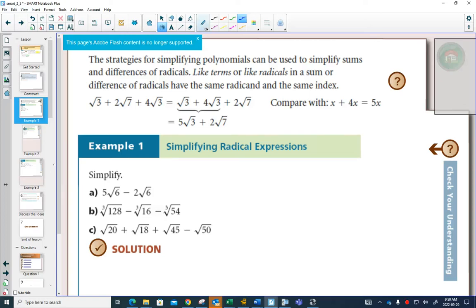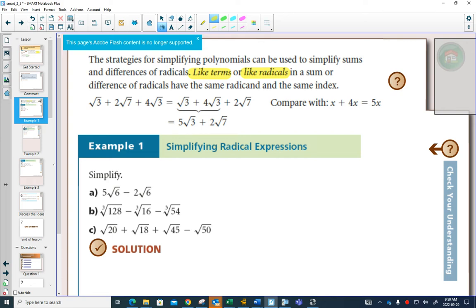We call this simplifying by combining like terms, and now the connection is that we are going to do the same thing with radicals. In order to add radicals together, and this is partially why we did that activity at the beginning, you can only add radicals together if they belong to the same family.